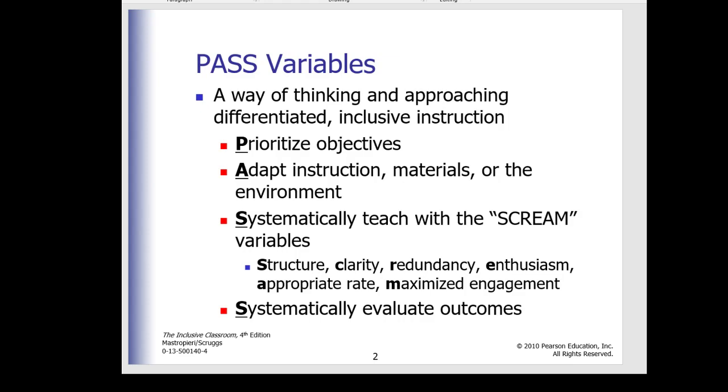And not necessarily students with disabilities or special needs, but for everybody in our class: high ability, low ability, specific splinter skill, both superior skill, and students that might need a little bit of extra help. That is completely not disability related either. So just to get right into it, our PASS variable has 4 parts: prioritizing objectives, adapting instruction, systematically teaching, and then systematically evaluating. We're going to work our way through each of these 4 variables and give you a little bit of an introduction.